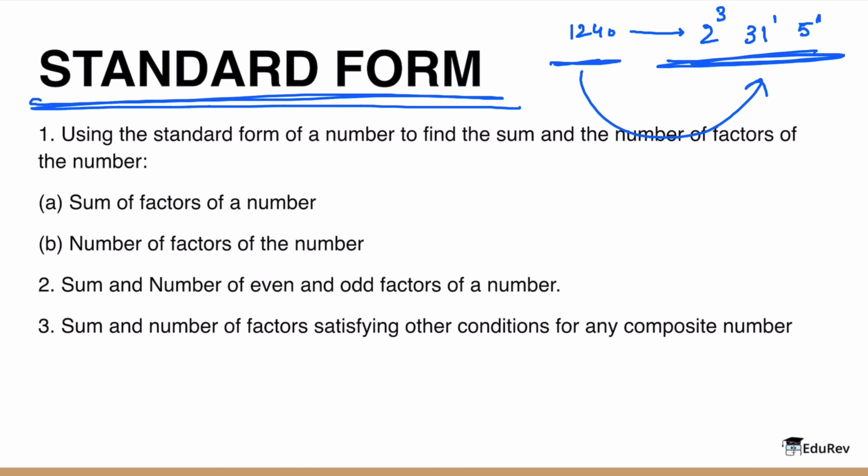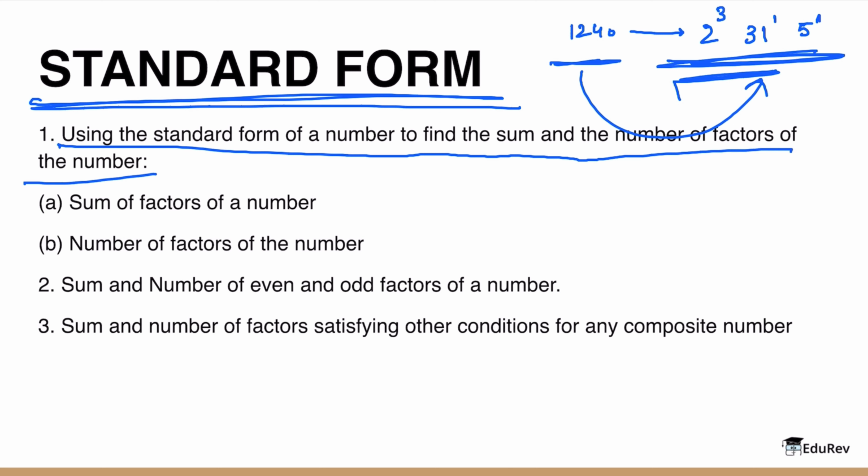Now the standard form of any number has a huge amount of information stored in it. We have seen it. The best way to understand the information stored in the standard form of a number is to look at concrete examples. And as a reader, I want you to understand each of these processes which I am going to define right now and use them to actually solve the questions. So the first point here is using the standard form of a number to find the sum and the number of factors of the number. And the first point is the sum of factors of a number. Let's understand this with the help of an example.